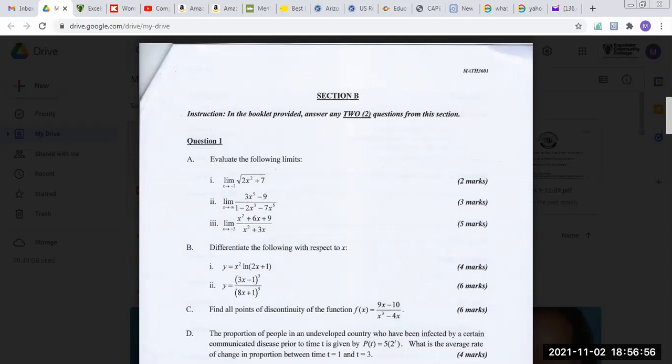No, man, it's a product. The first term is x squared. The second term is ln 2x plus 1. Man, that's what we just did. No, man, the ln is a natural logarithm. The differential of ln x is 1 over x.